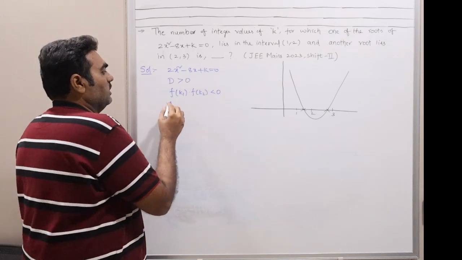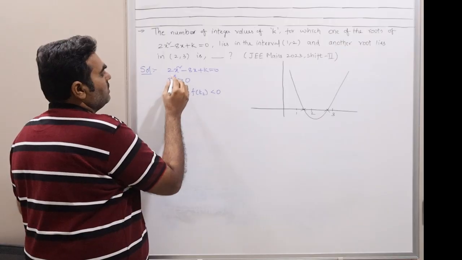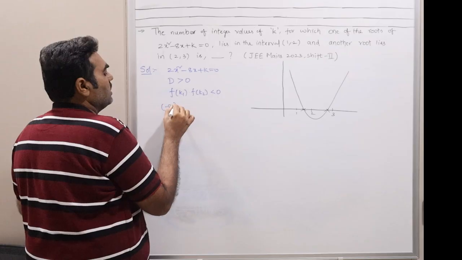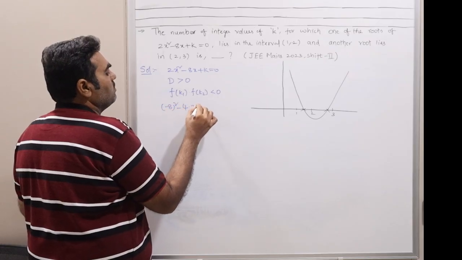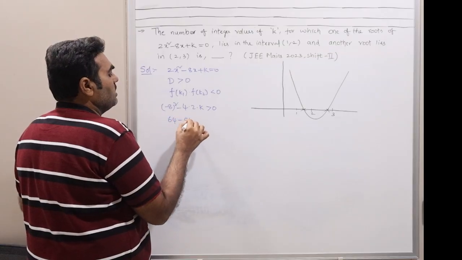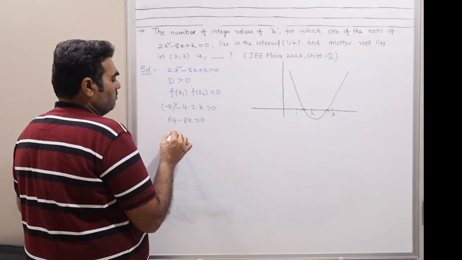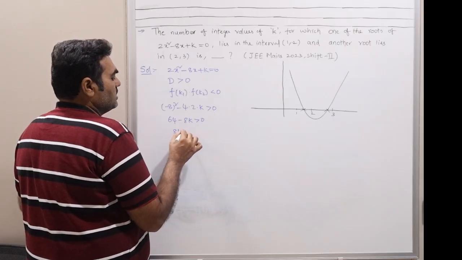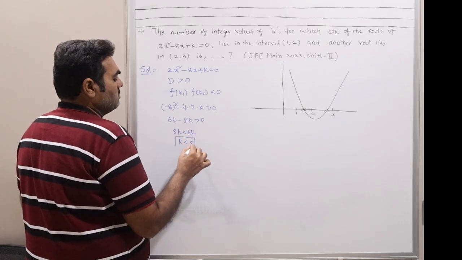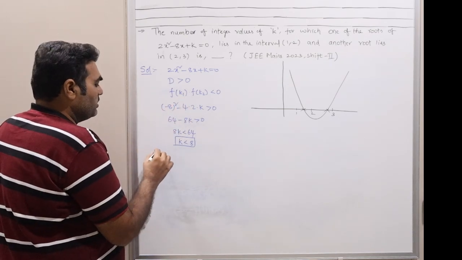First I will write D greater than 0. D is b² − 4ac, so (−8)² − 4 into 2 into k is greater than 0. So 64 − 8k is greater than 0, which means 8k is less than 64, so k is less than 8. This is one condition. Another condition is f(k1) into f(k2) is less than 0.